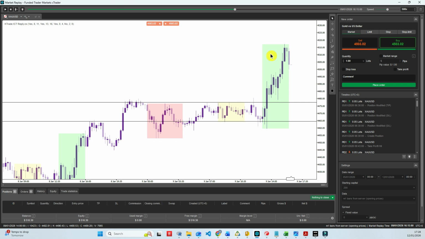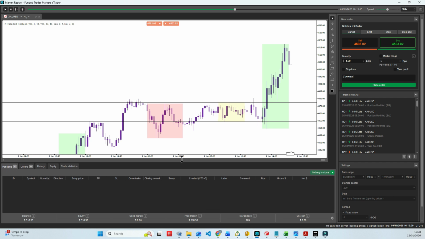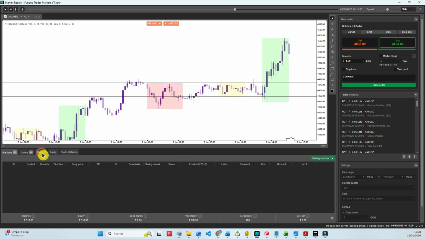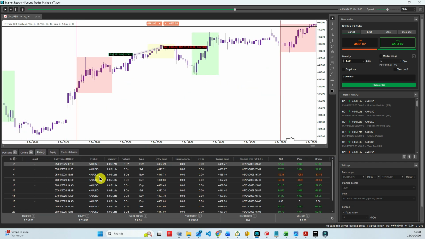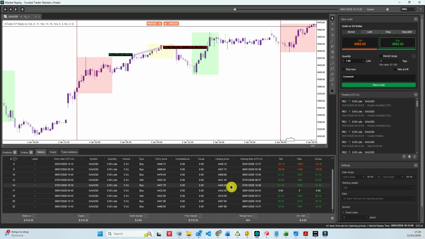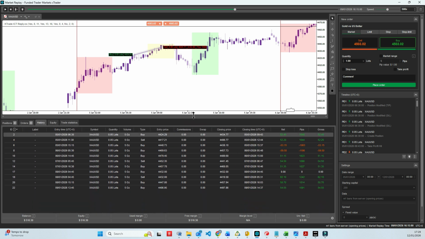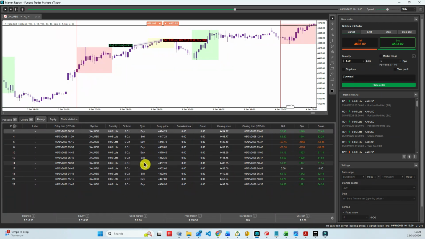So guys, that is it. These are the trades that we took for the week. Notice that we were able to transform $200 to $516.30. Now to me that is a massive gain.